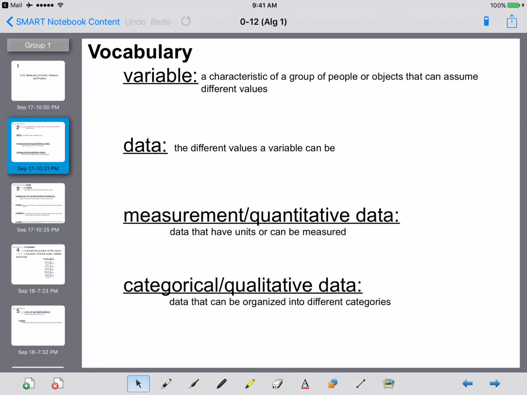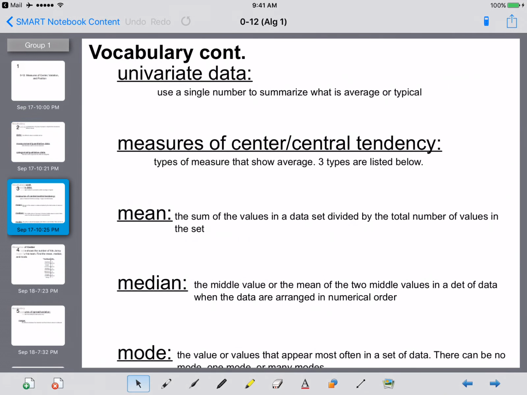Your data is the different values a variable could be. Your measurement or quantitative data is data that can have units or can be measured. And then your categorical or qualitative data is data that can be organized into different categories. You've also got univariate data, and that uses a single number to summarize what is average or typical. So unicycle, one number.